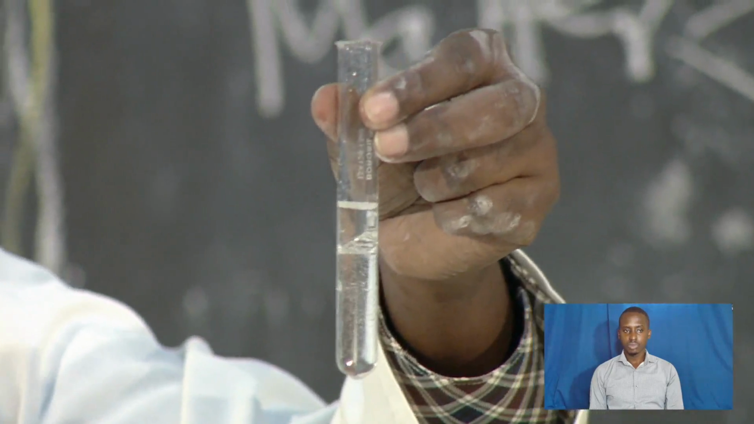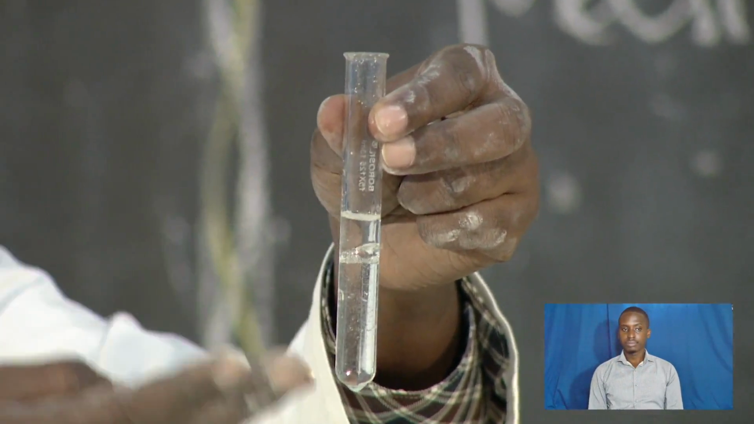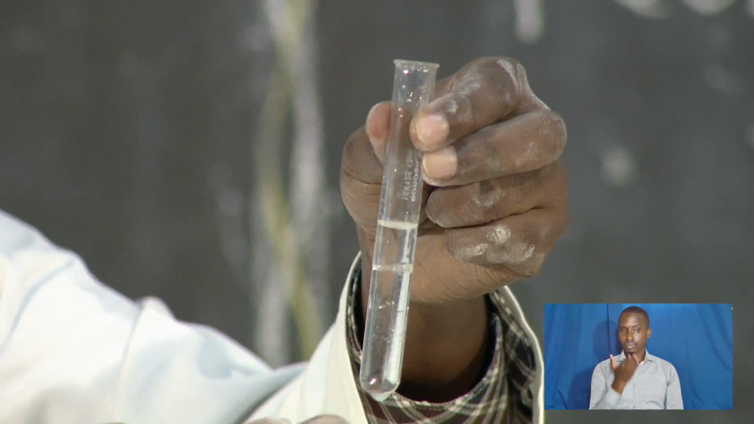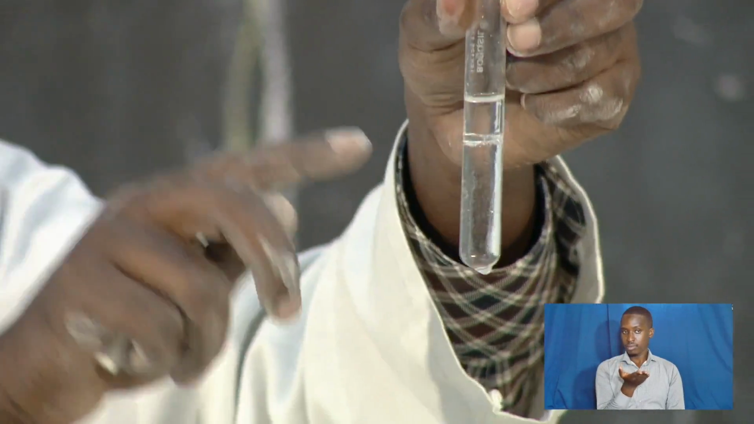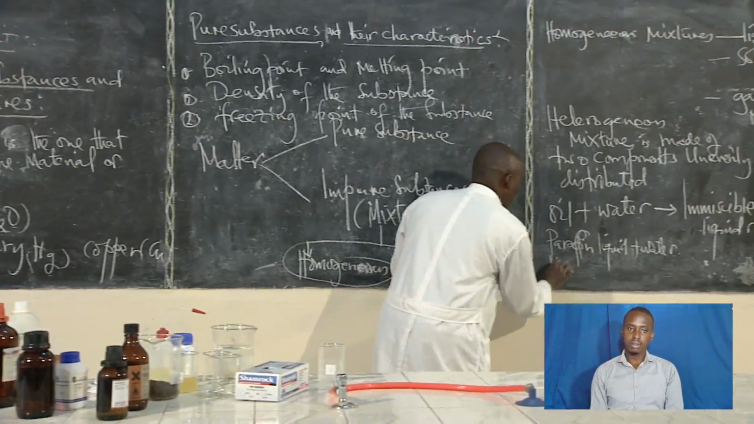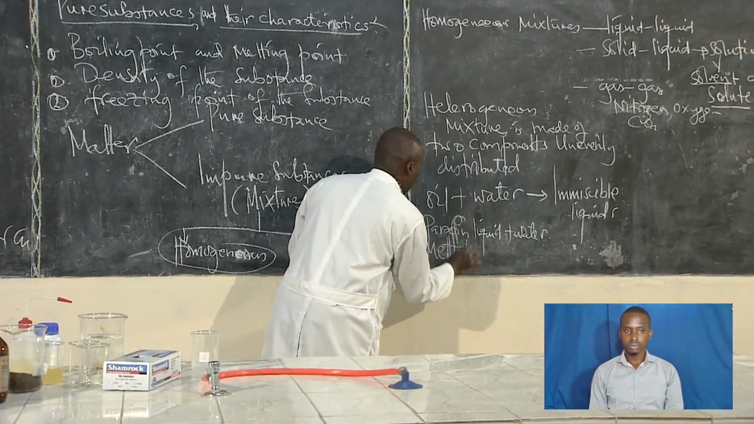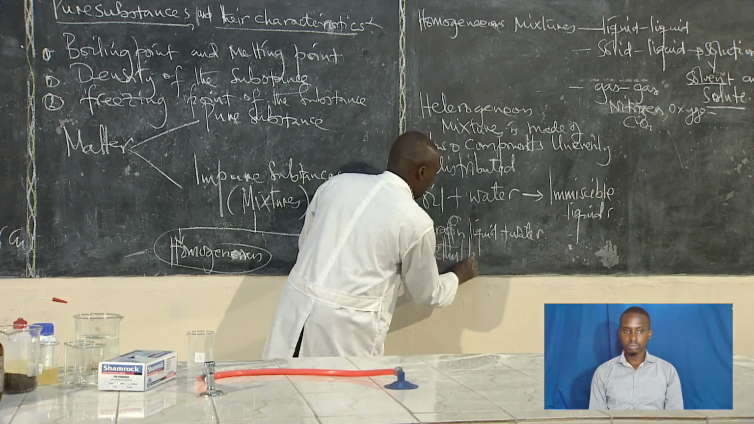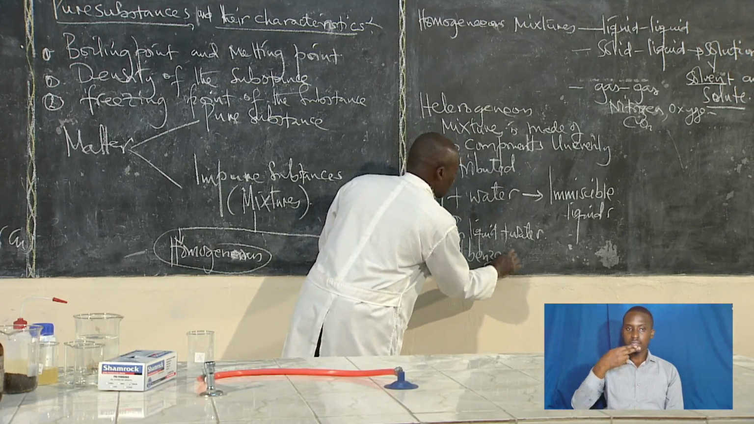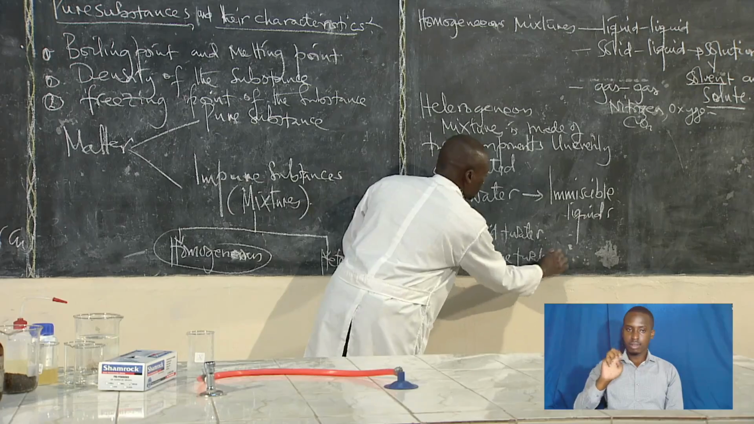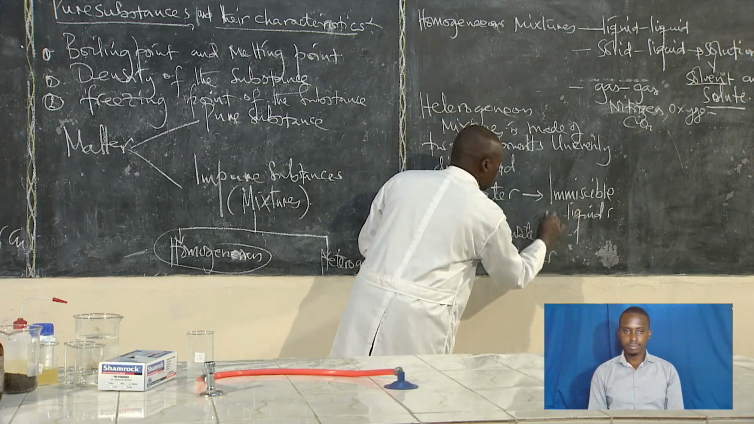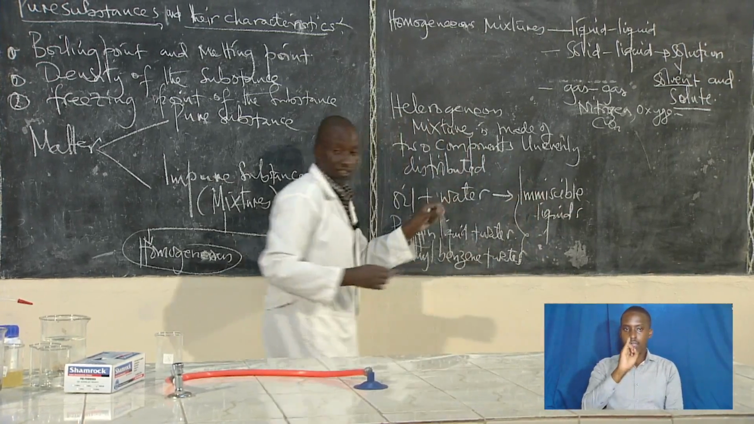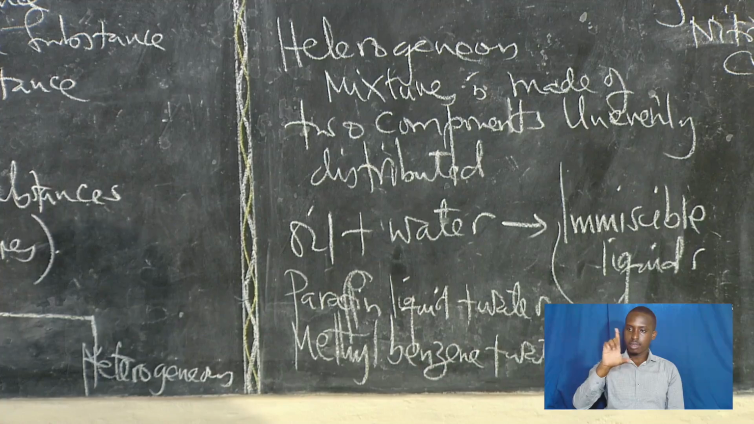You see? So the methylbenzene is moving up, so it forms a layer. So that is one other example, methylbenzene with water. These are all immiscible liquids. Those are some of the examples.